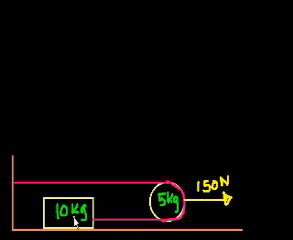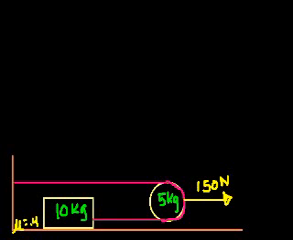But the problem also tells us that the coefficient of friction between this block and the ground is 0.4. So I could write that here: coefficient of friction is equal to 0.4. So the question is, what happens here?